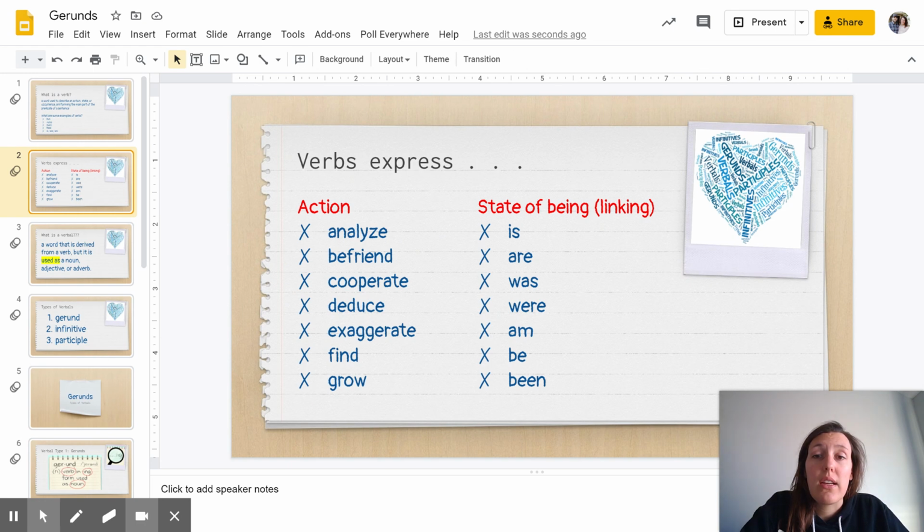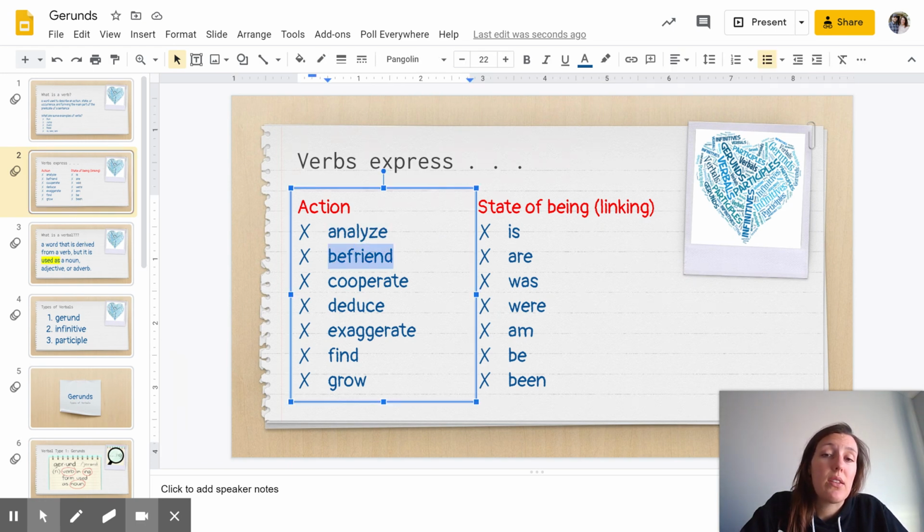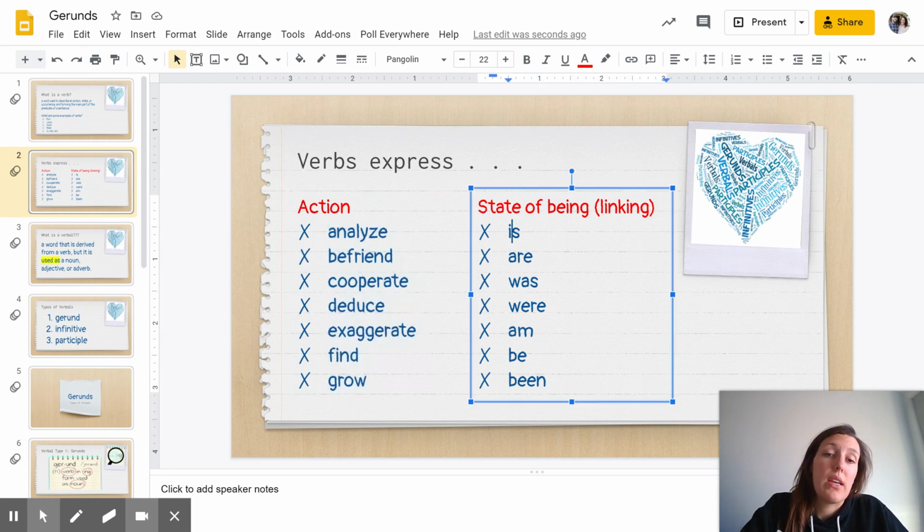So looking at our next slide, verbs express action. So analyze, befriend, cooperate, deduce, exaggerate, find, grow. These are all actions. So things we can do or state of being. Is, are, was, were, am, be, been. Those are all words that help describe just what you're doing or what you are. So state of being, what you are.